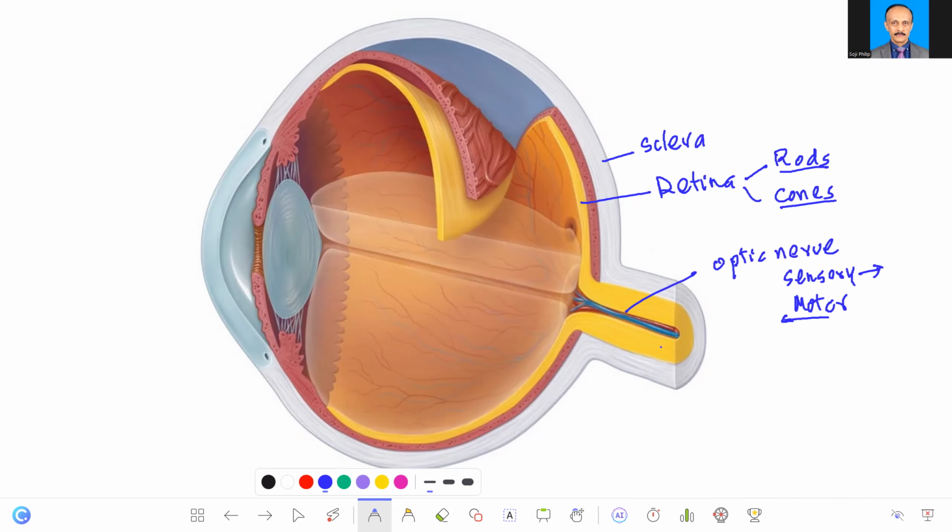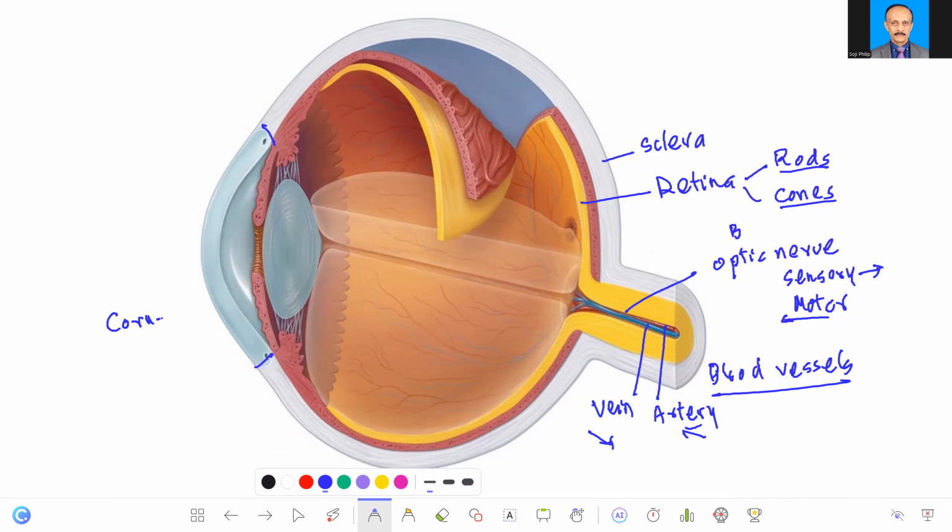And you also see blood vessels. There are blood vessels here, and these blood vessels include artery and vein. What does the artery do? The artery takes blood to the eye, and the veins take blood away from the eye. This transparent part is known as the cornea. Cornea allows light in and refracts the light.